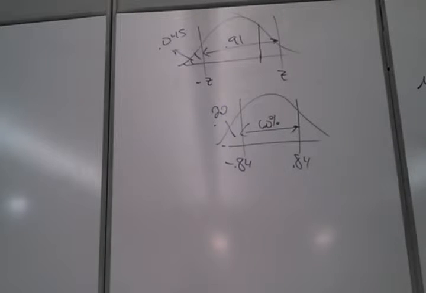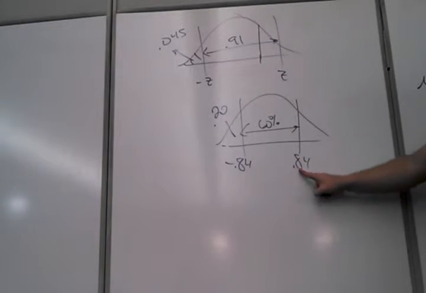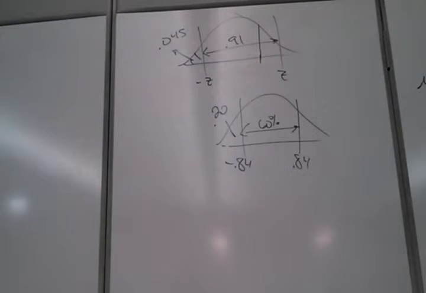But let's go back up. Let's double check this. Let's see what's the area between negative 0.84 and positive 0.84. I want to use number 2, your normal CDF. All you do is put in there negative 0.84, comma, positive 0.84. And you get 60%.